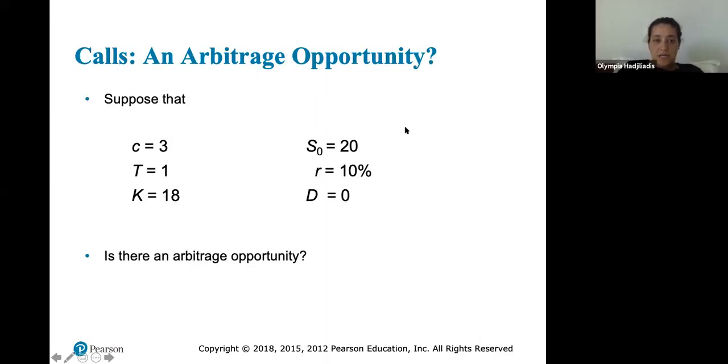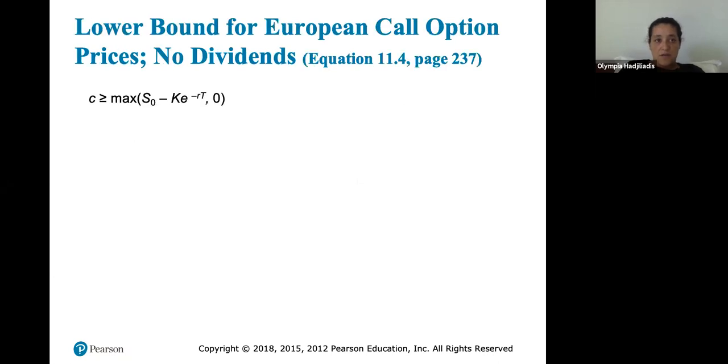So suppose that C is equal to 3, T is equal to 1, K is equal to 18, S0 is 20, R is equal to 10%, the dividend is equal to 0. Is there an arbitrage opportunity as we just saw in the book? Indeed, there is. Let's go.